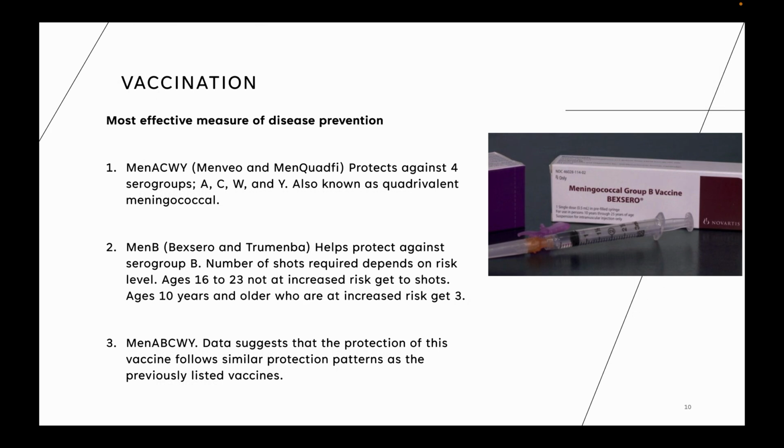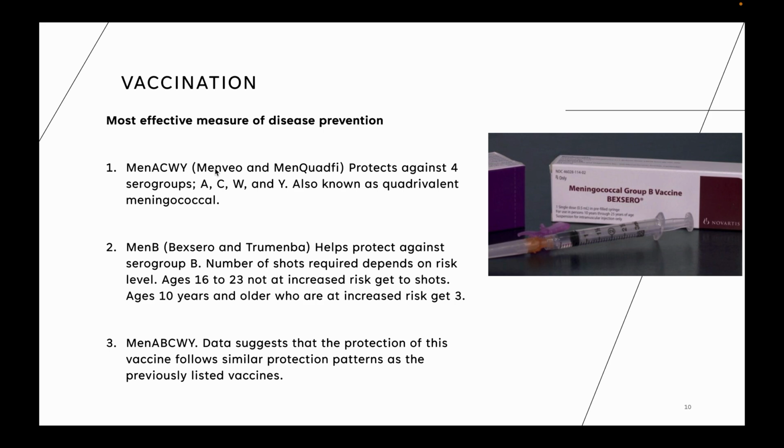Vaccination, according to the CDC, is the most effective measure for prevention of meningococcal meningitis. In the US, we have 5 different meningococcal meningitis vaccines. So we have Menveo and Menquadfi, Bexsero and Trumenba, and the MenABCWY vaccine.